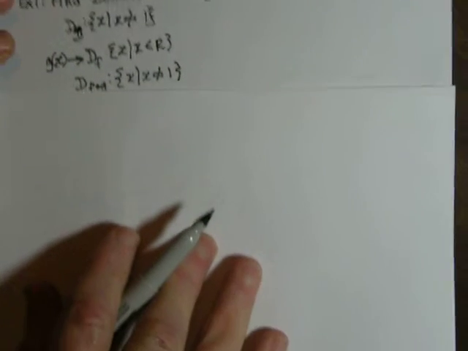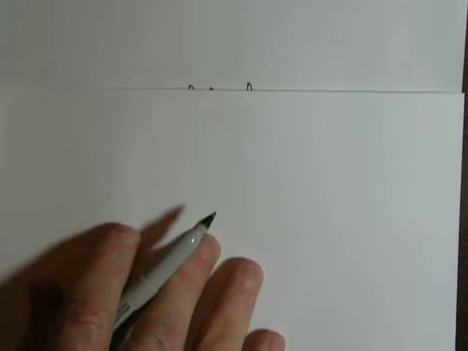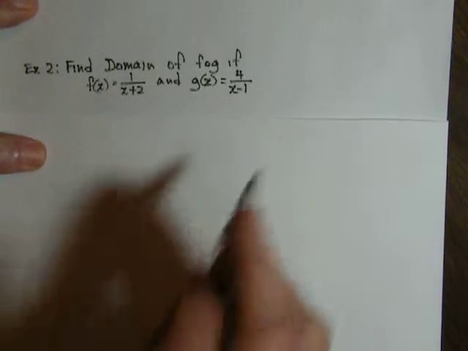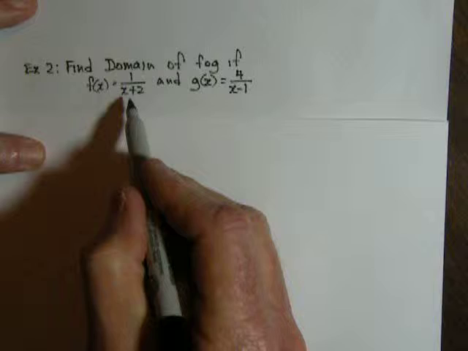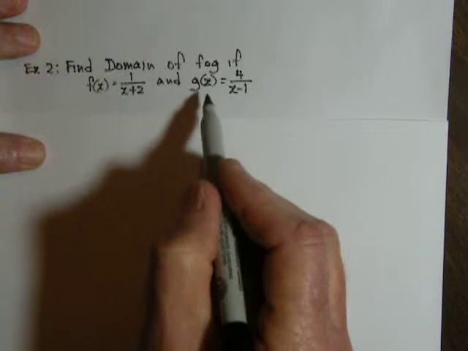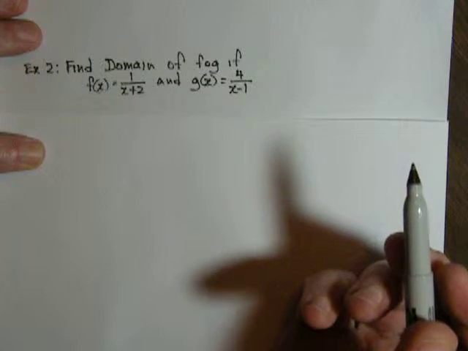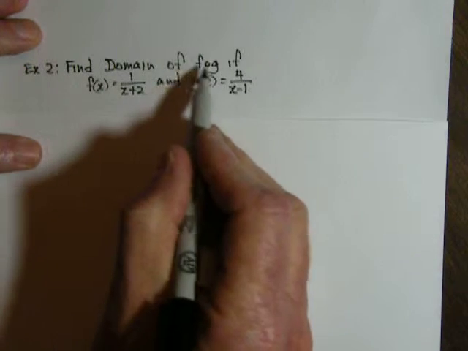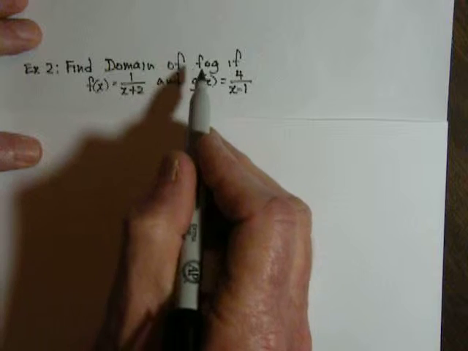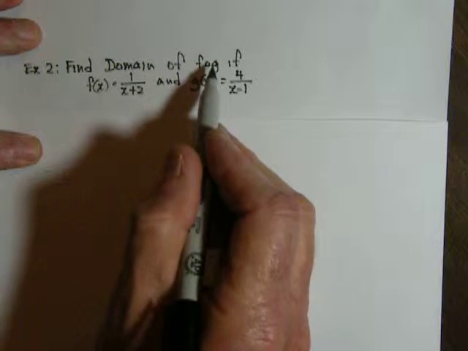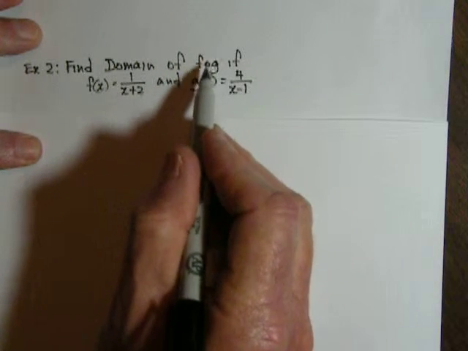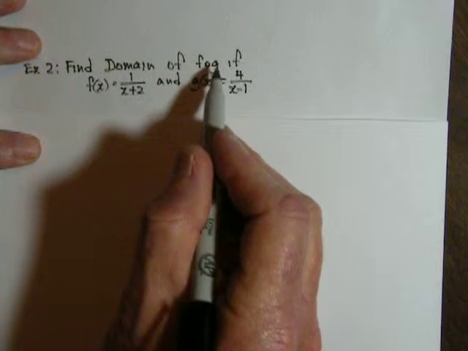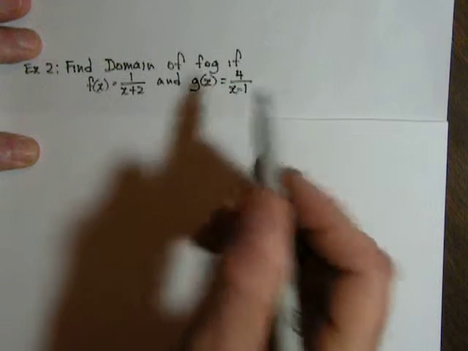Now let's look at another example. In the second example, find the domain of f circle g if f of x equals 1 over x plus 2 and g of x equals 4 over x minus 1. We're going to do it the same way. Now notice I wrote f circle g. If I had written g circle f, I would have looked at f first. Because remember, we're going to look at the function that operates first. In this case, g operates first. So I'm going to look at g.